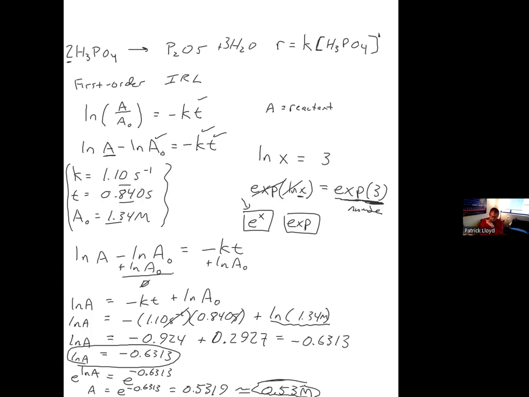Now, if you think about it, it should go down, right? It's a reactant, so it should decrease. After some period of time, it should go down by some value. So it did. It went from 1.34 down to 0.53. Okay, so there's your first-order integrated rate law type problem. Pretty standard. Some of the problems will ask you to find the time, but they'll give you both concentrations. In this particular example, they give you the rate constant, the time, and the initial concentration, and then they ask you for the final concentration. Okay, take care.